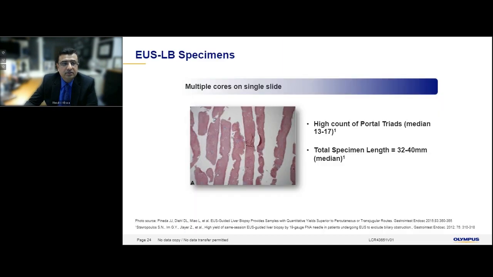And our yield has been way more than adequate for what is required in regards to the AASLD guidelines for histopathology cores. So the complete portal triad count is a median of 13 to 17 with specimen length of 32 to 40.